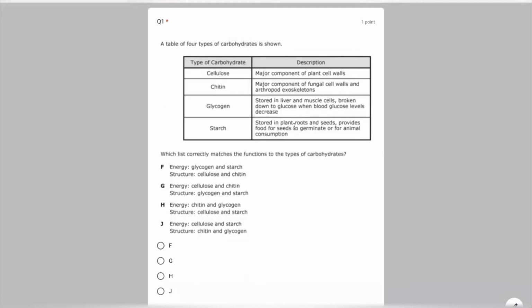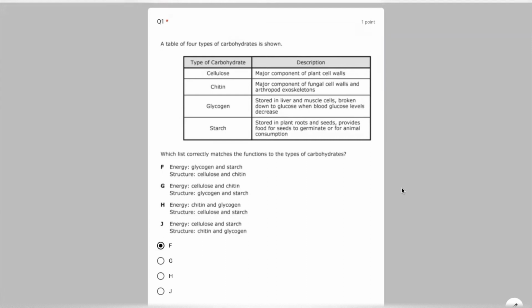to germinate. An animal would consume a plant for its energy. So, starch is a type of energy. And then glycogen is stored in the liver and muscle cells, and it's broken down to release glucose. So this is another type of energy because it's releasing a substance when the substance is at a low concentration. So that's a type of energy.